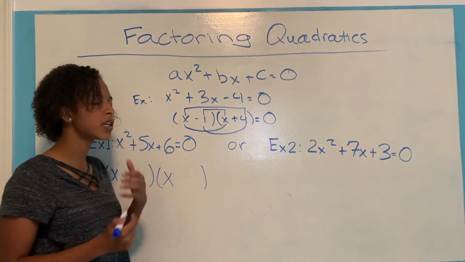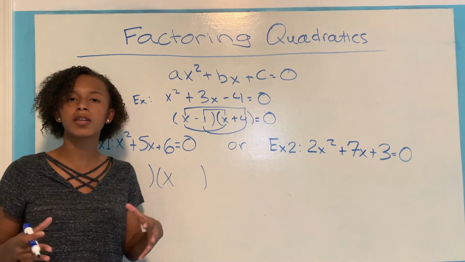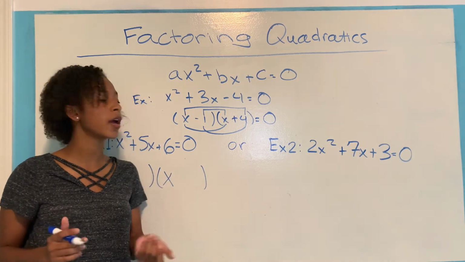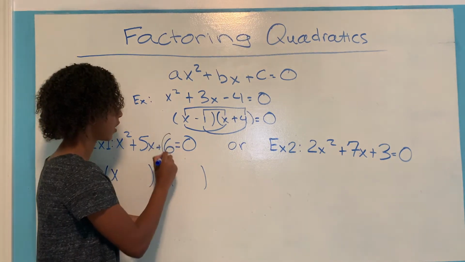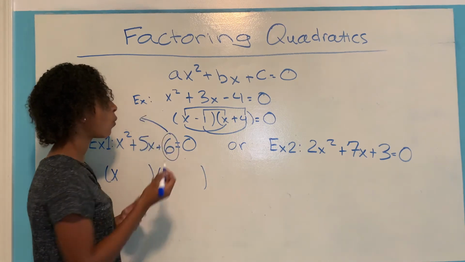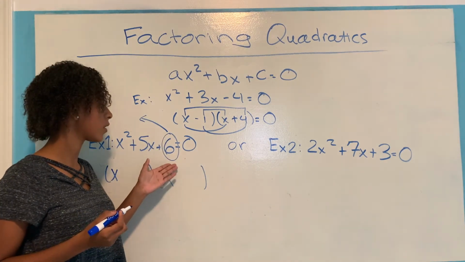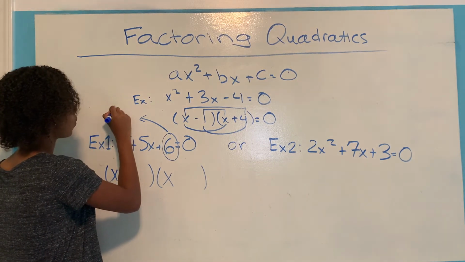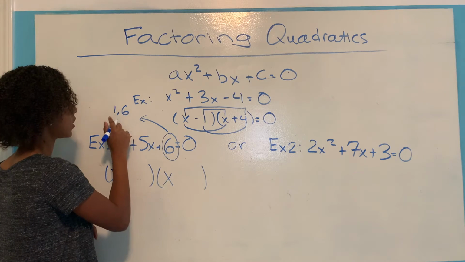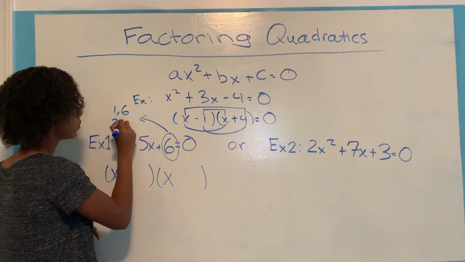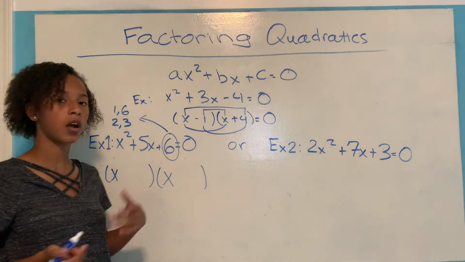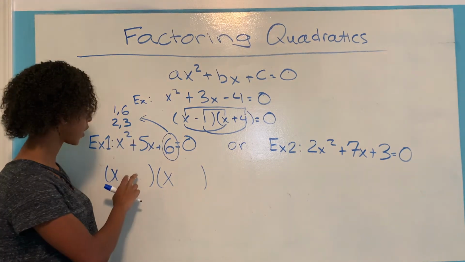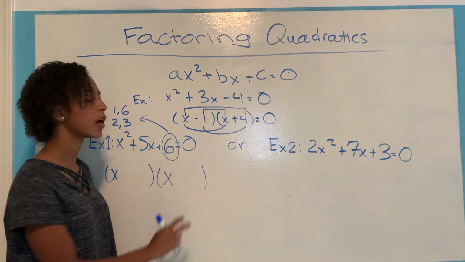All right, so let's think of some factors of 6. And remember what I said factors were? Two numbers or terms that you multiply together to get a number. So in this case, what two numbers multiplied together get 6, right? So if you look over here, I think that 1 and 6 multiplied together equals 6, and 2 times 3 multiplied together get to 6. So these are the two pairs that could go in this spot, right?